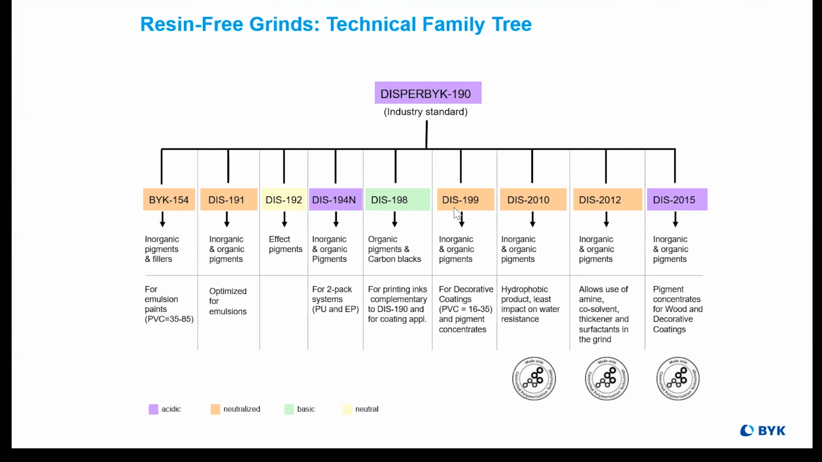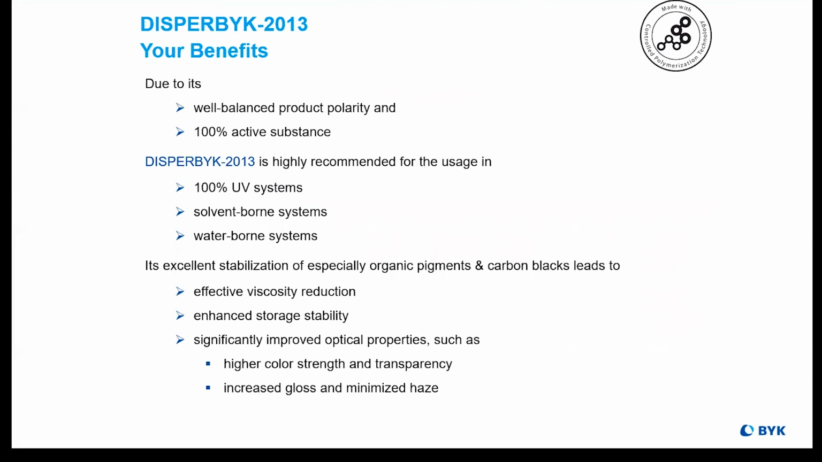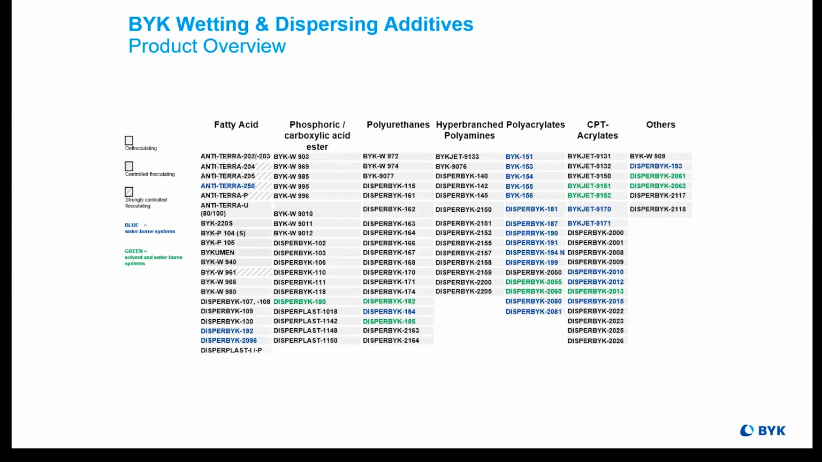So when looking at what you can find beyond the standard industry additive like Dispersing 190, take a look at Dispersing 2010, which could improve water resistance. Looking at Dispersing 2015, that can enhance the compatibility of pigment concentrates. Or Dispersing 2012, which not only works in resin-free systems, but also resin-containing systems. Dispersing 2013 has even more versatility and can be used in not only aqueous, but solvent and UV systems in very hard to disperse organics or carbon black pigments. It can certainly stabilize all of these systems with effective viscosity reduction, as well as improving all of the aesthetic properties. Explore the many other CPT acrylates in our product portfolio.